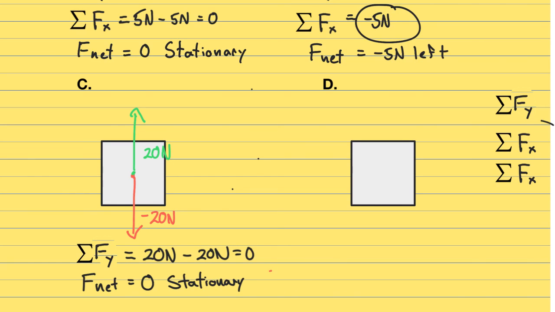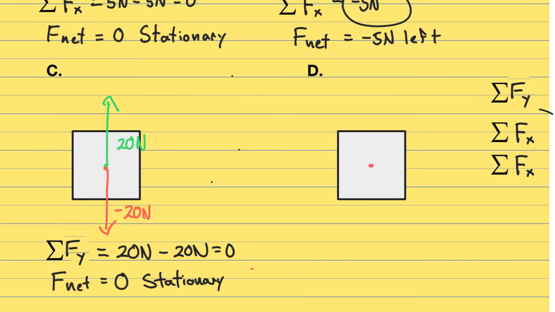Okay, so now moving on to our last example. In our last example, we've got a weight going down that is 25 newtons. So I'll draw that in. We're going to say negative 25 newtons. So that means that is the weight.